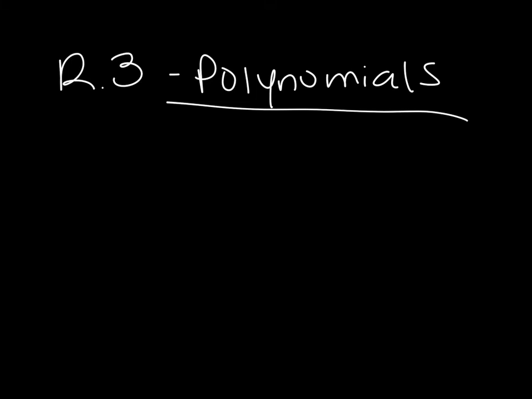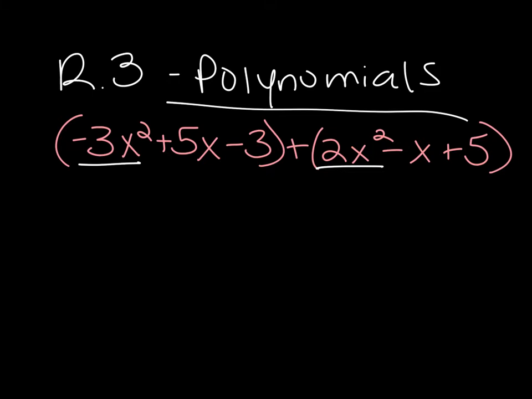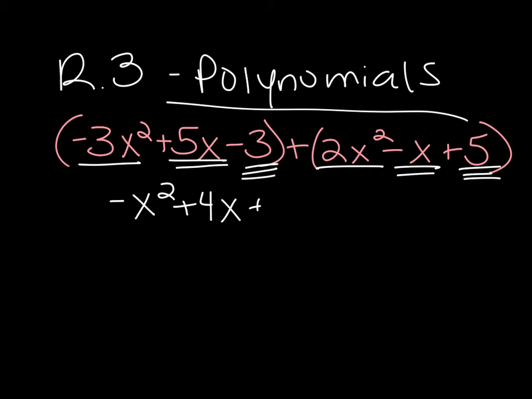So this is the easy stuff, like this, where if it's addition, you're just combining your like terms. So remember, with the exception of the coefficient on the front, it has to be exactly the same. So the negative 3x squared goes with the positive 2x squared, and that would be negative x squared. The positive 5x goes with the negative x, that would be a positive 4x. And the negative 3 goes with the positive 5, that'd be a positive 2.